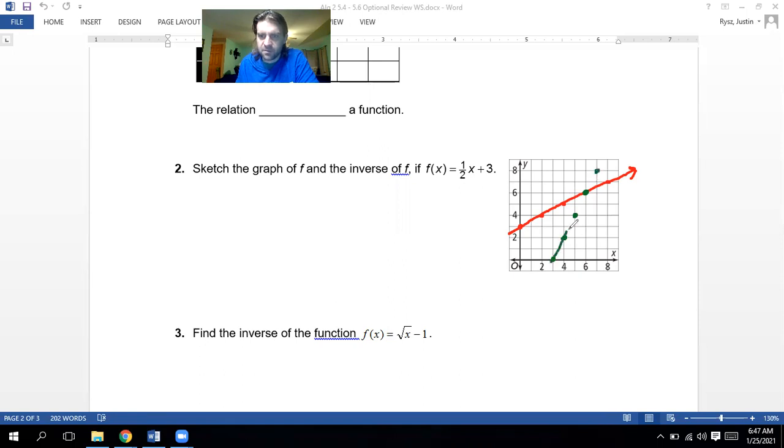And if you look here, this would be our inverse. So we'd have our f inverse, and this is our f of x.